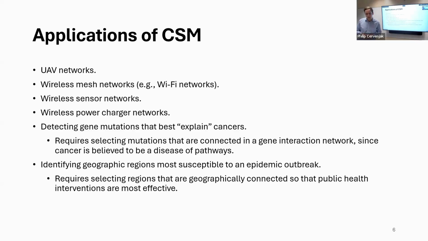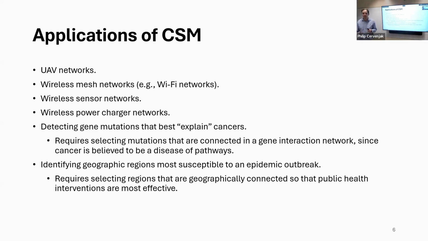cancer. So the idea is that each mutation is associated with a set of cancer patients that have that mutation. And then we want to select a connected network of mutations that covers the most patients. And we require connectivity in this case because it's generally believed that cancer arises from an interaction or a pathway of mutations.